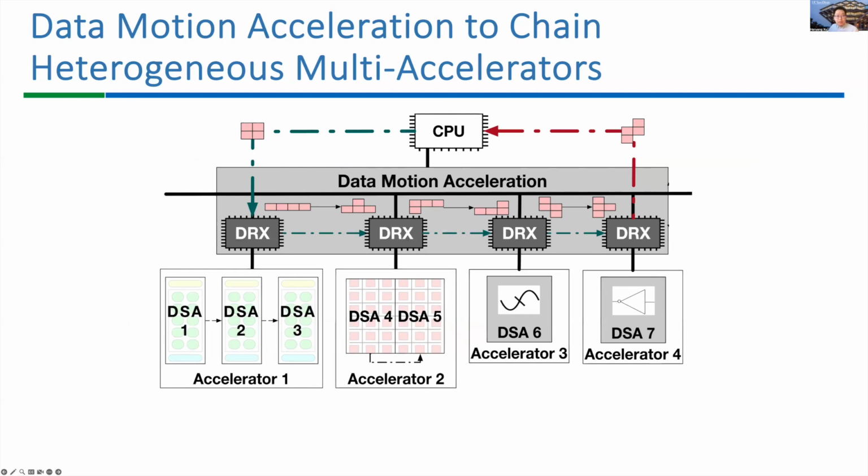In our HPCA 2024 paper, Data Motion Acceleration: Chaining Cross-Domain Multi-Accelerators, we propose data motion acceleration for reduced data movement, accelerating data restructuring, and enabling interoperability between heterogeneous accelerators from different domains through a cross-stack hardware-software solution.